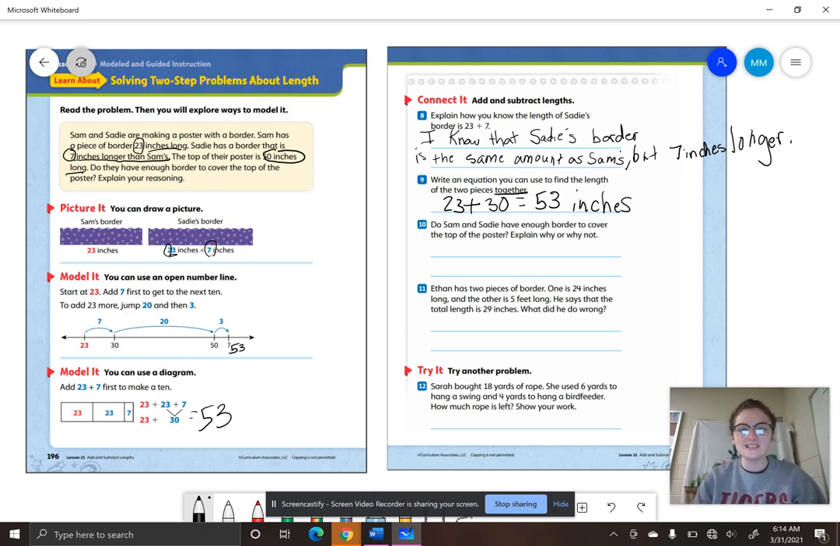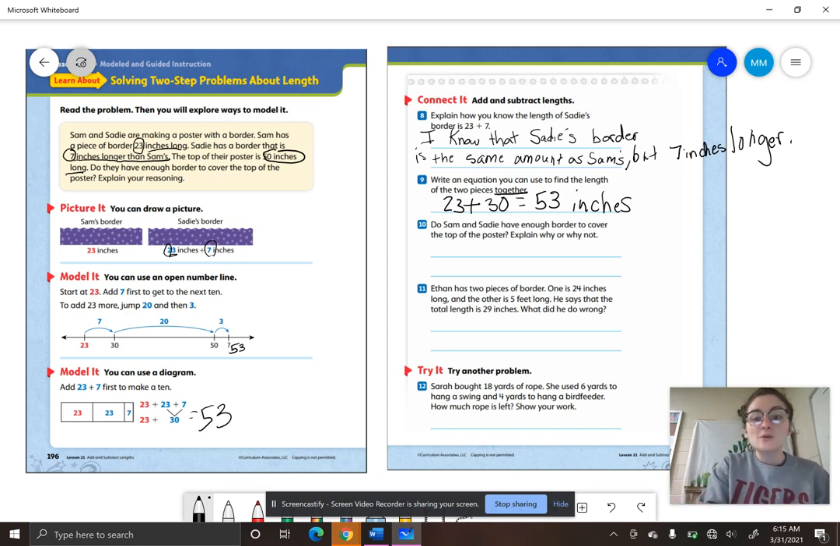All right, number 10 says, do Sam and Sadie have enough border to cover the top of the poster? Ooh, this is the second part to this problem. Let's look back at the word problem. It says the top of their poster is 50 inches long. Do they have enough border to cover the top of the poster? So look at the length of border they have, Smarties. Do they have enough? The length of their border together is 53. They need 50 inches. Do they have enough?